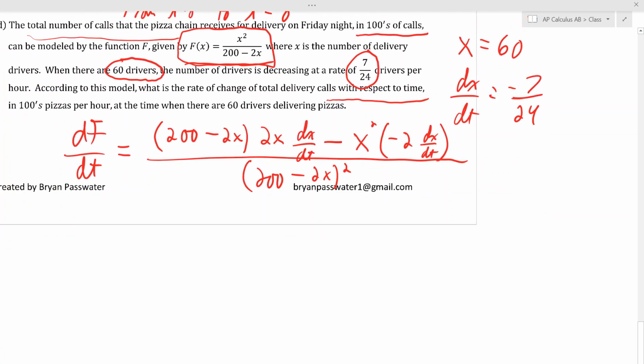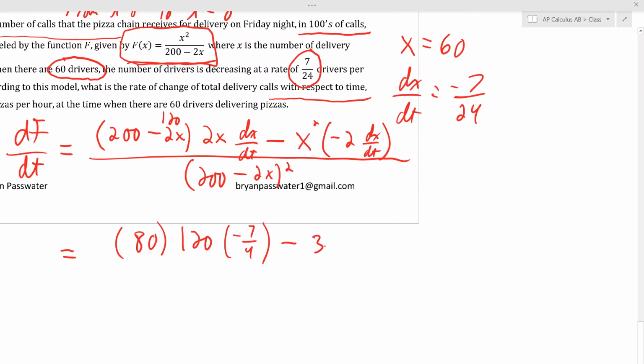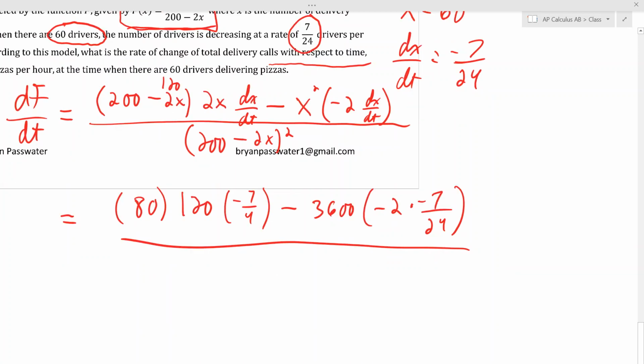Okay, and all they want us to do is plug in all this junk. They want to know what's the total rate of change of this. So x is 60. When you plug a 60 into here, you're going to get a 120, right? So 200 minus 120 is an 80. 2x is 120. dx/dt is -7/4, minus x squared is 3600 times -2 times -7/24. Okay, over 200 minus 2x again, that's 80, so over 80 squared.